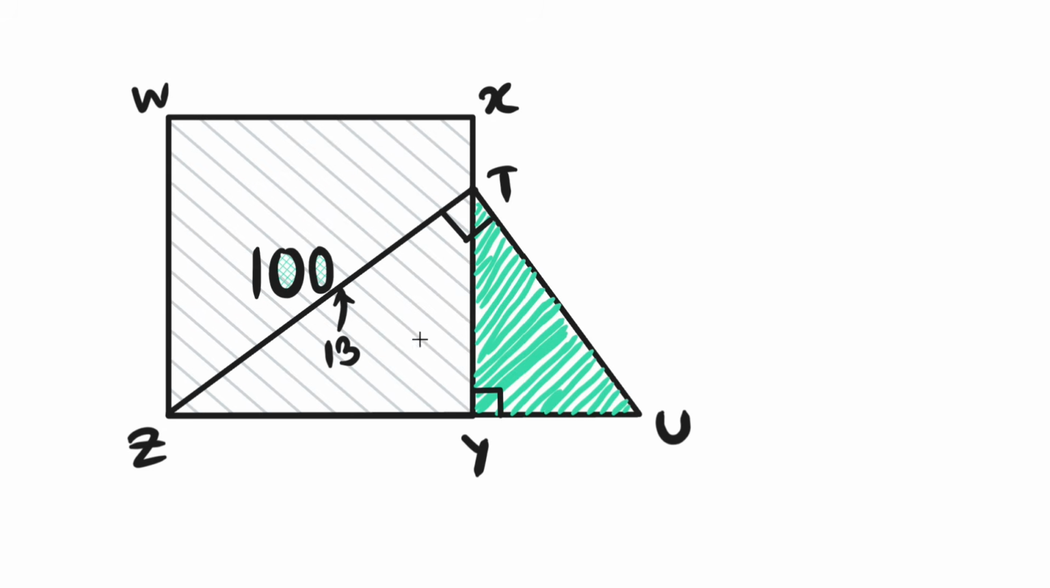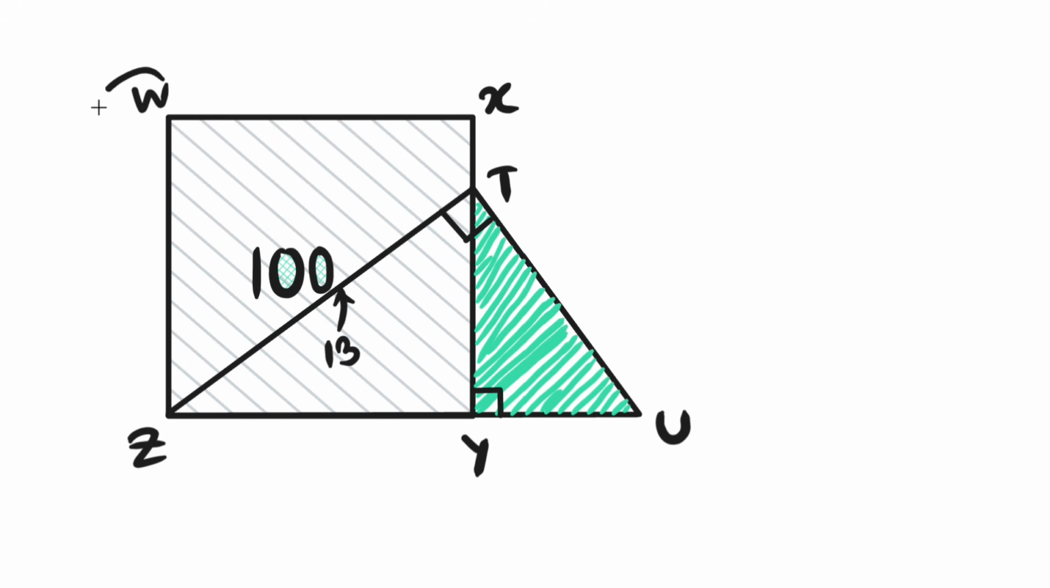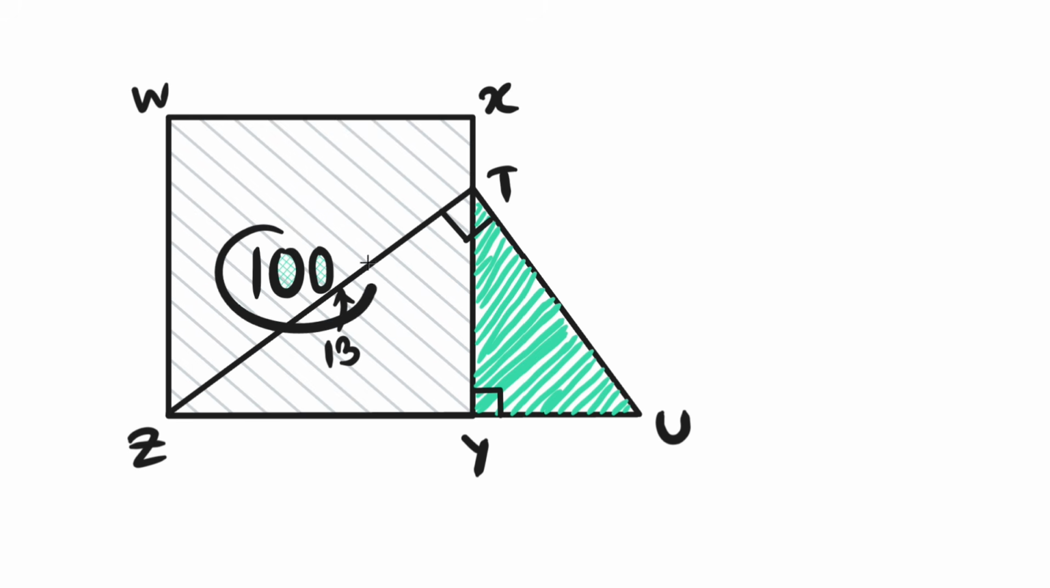Let's work through this geometry problem carefully, one step at a time, and pay close attention to how the square and the right triangles are connected. We are given a square WXYZ with an area of 100 square units. Point T lies on side XY, and point U lies on the extension of side ZY beyond point Y.